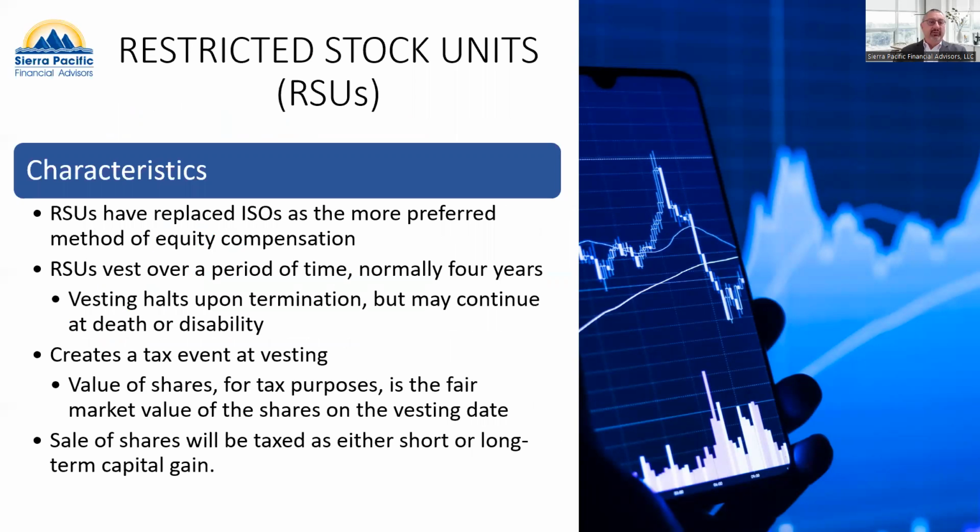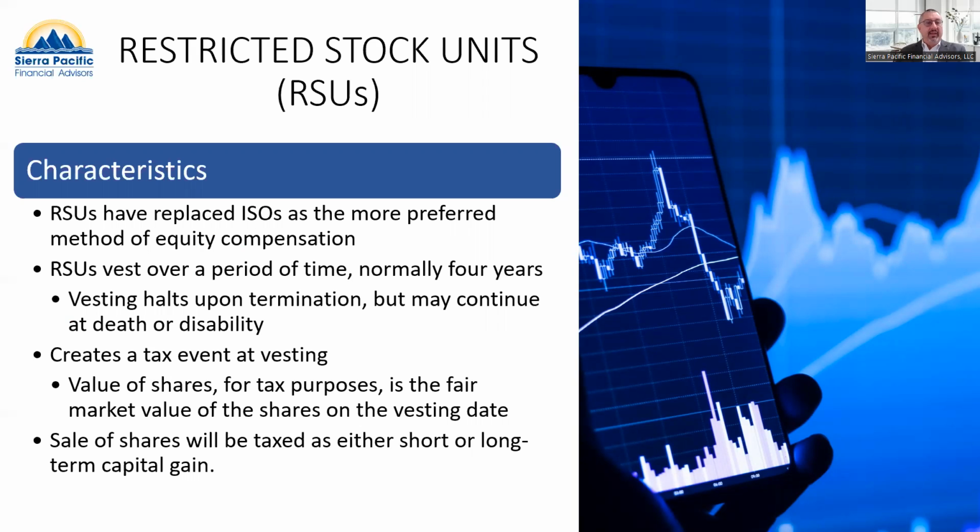Restricted stock units. These are the ones we see the most of these days. The RSUs have replaced ISOs as the more preferred method for equity compensation. RSUs vest over a period of time, normally 4 years, so very similar to ISOs and non-qualified stock options. As with ISOs and non-qualified options, the vesting halts upon termination, but it may continue with death or disability. So that's always something that's important to talk with your HR, your compensation specialist, with your employer to find out.